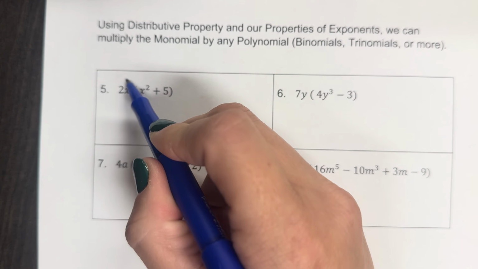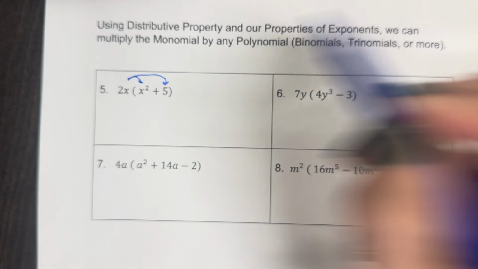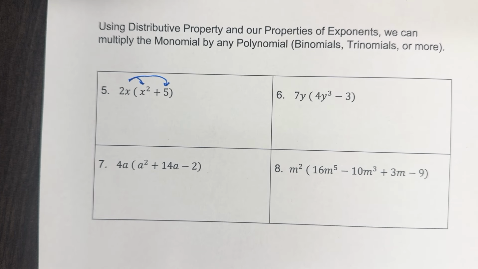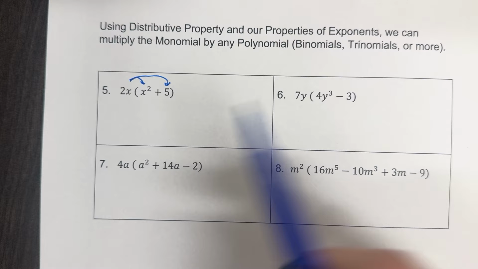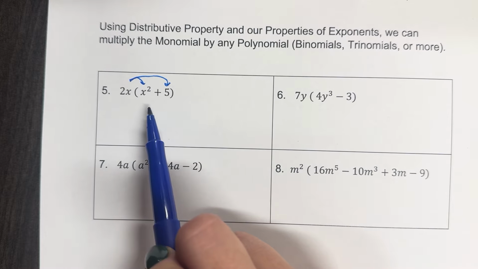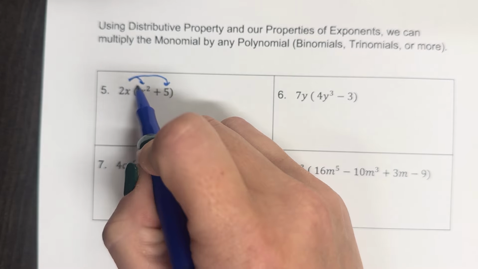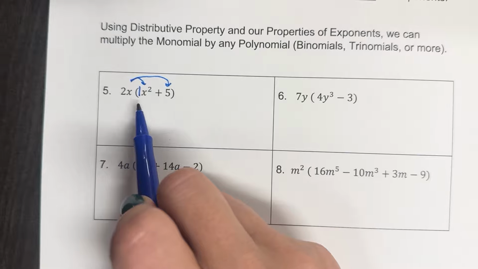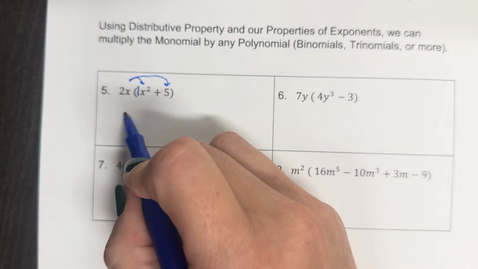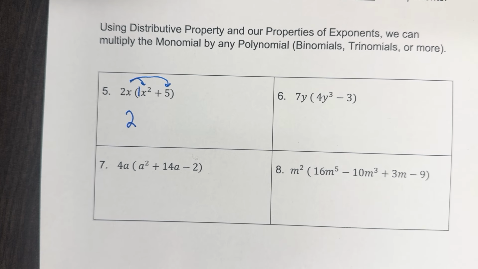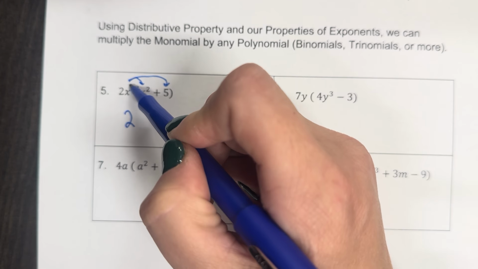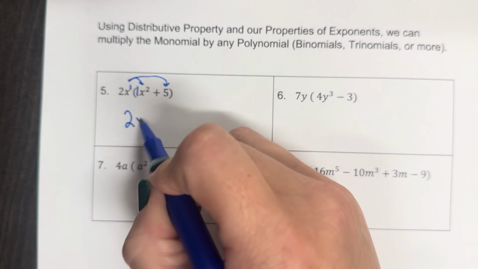So we're still going to distribute this 2x to each piece, but when we distribute it, we need to add the exponents. So if we take 2x times x squared, right, we're really multiplying the coefficients in front. So this has a 1, so 2 times 1 gives us 2. And then we are adding the exponents. So this has an exponent of 1, so 1 plus 2 gives us 3.